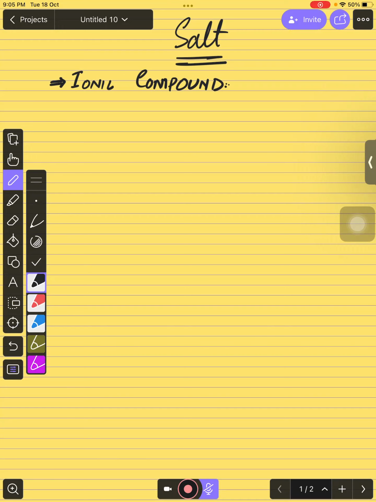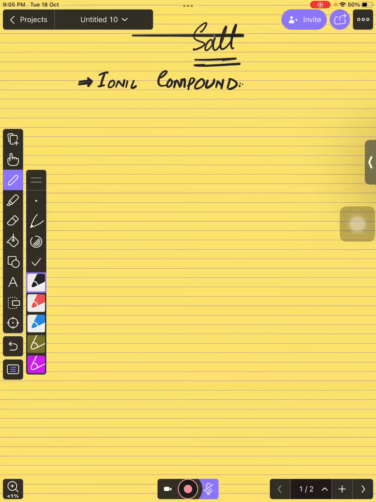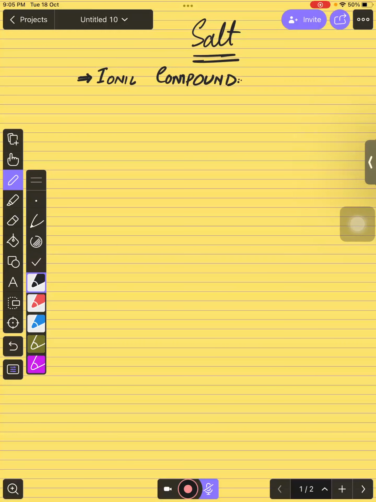हमेशा positive और negative का ये combination होता है. You need to keep remember बच्चों कि salt हमेशा ionic compound होता है. You can say that it is a combination of cation and anion, right?